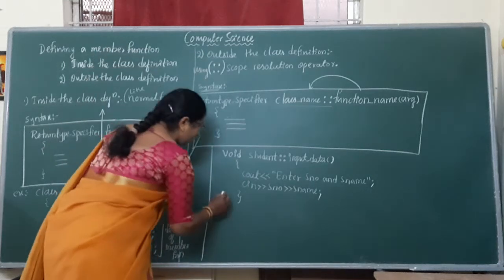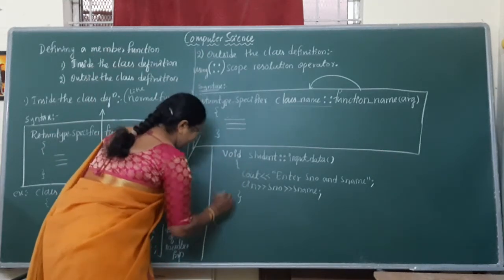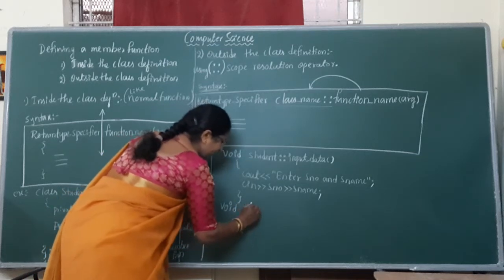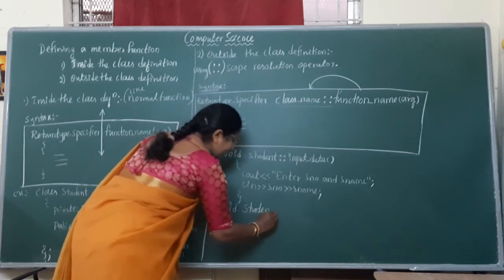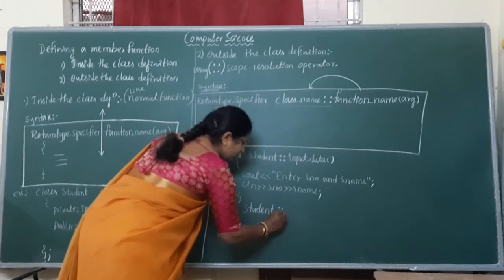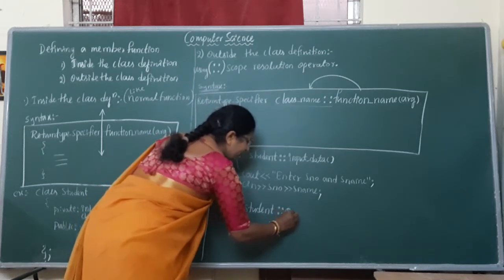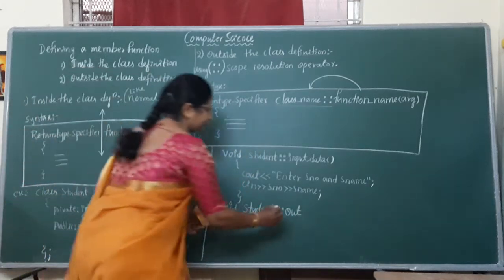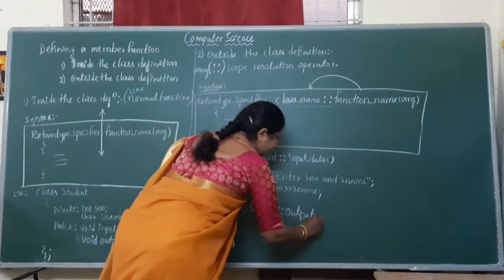Then we are writing the output function. Similarly, the return type is void. What's the class name? Student is the class name. Then the scope resolution operator. What is the member function? The second one, output data.